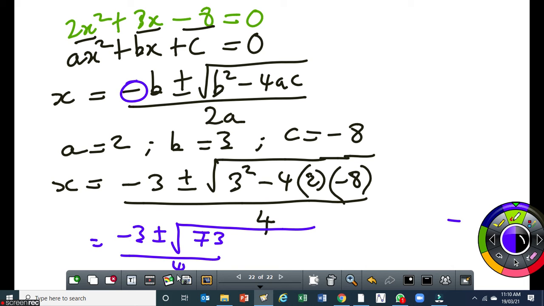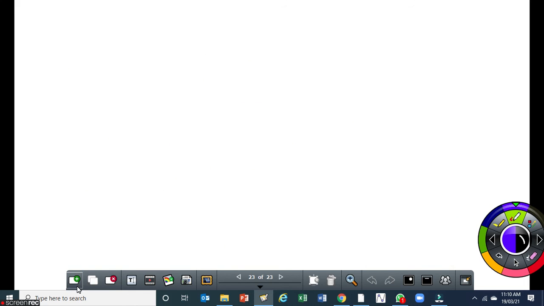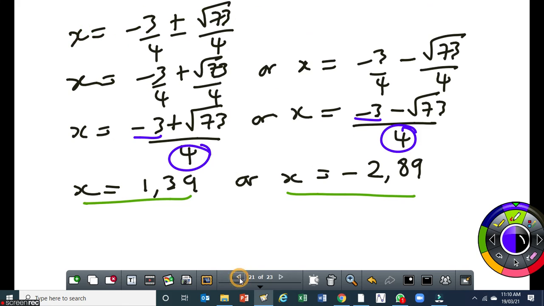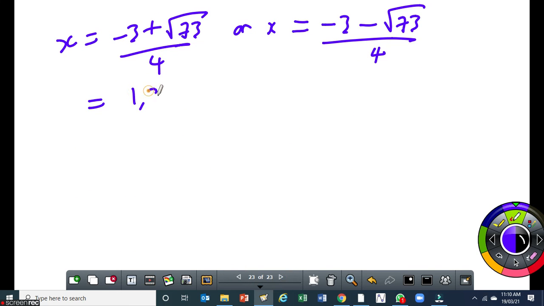Alright, so let me move on to the next page. So we have got the answer already. So this will be x equal to minus 3 plus the square root of 73 all over 4, or x equal to minus 3 minus the square root of 73 all over 4. Right? And then just write our answers. We have got them already. Minus 1,39, and the other one is equal to minus 2,89.